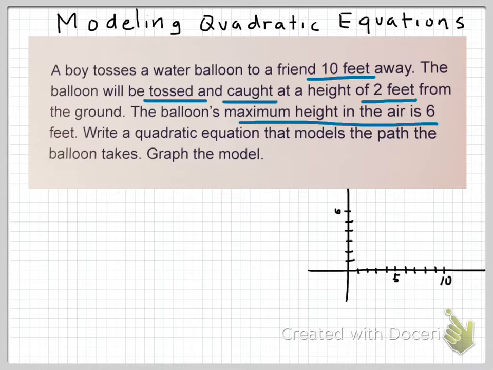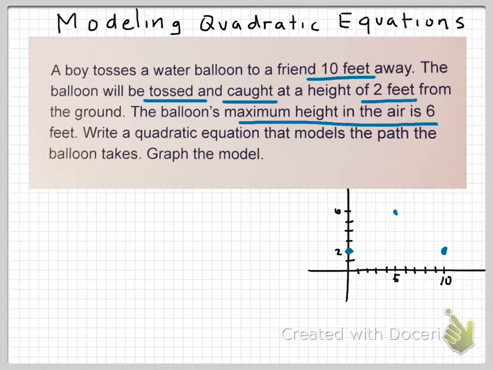So we're going to use an XY axis, and I'm going to start and stop the balloon with a height of 2 feet. So its initial height is 2 feet, and when somebody else catches it, it's also going to be at 2 feet. And we know that these friends are 10 feet away, and we know also that its maximum height is going to be 6 feet.